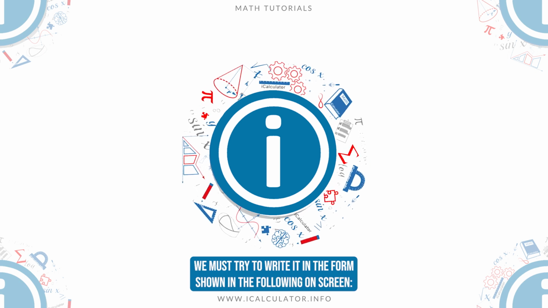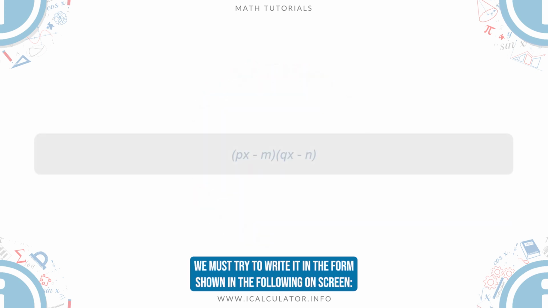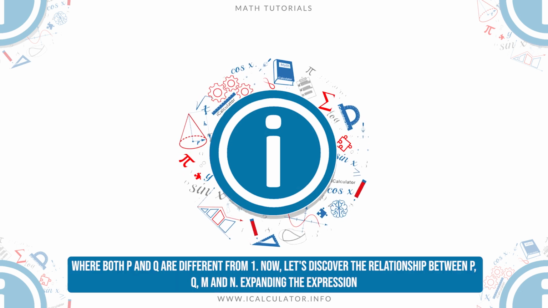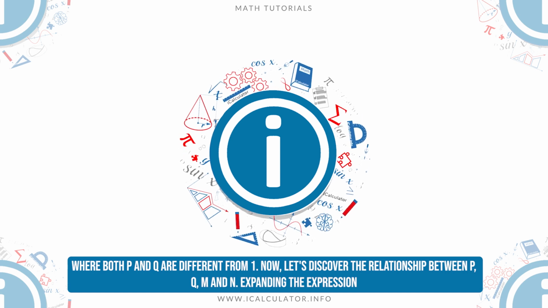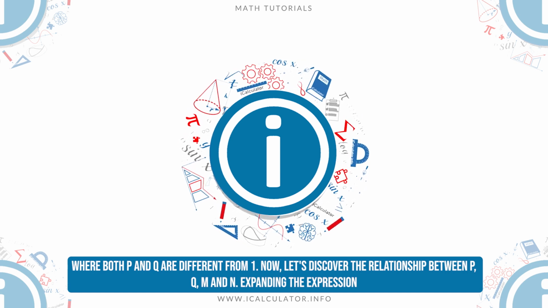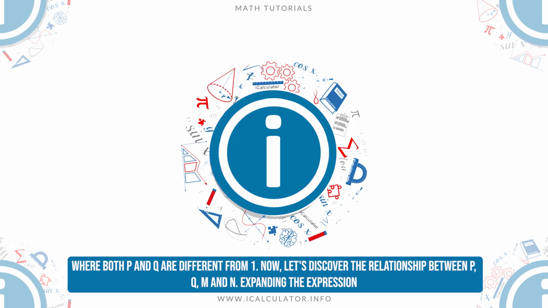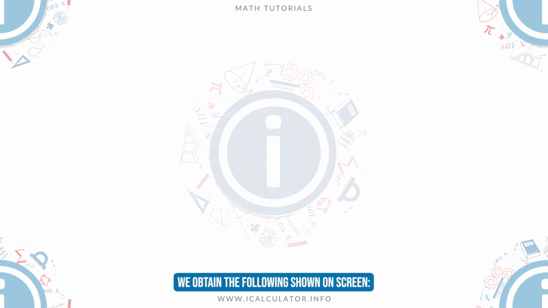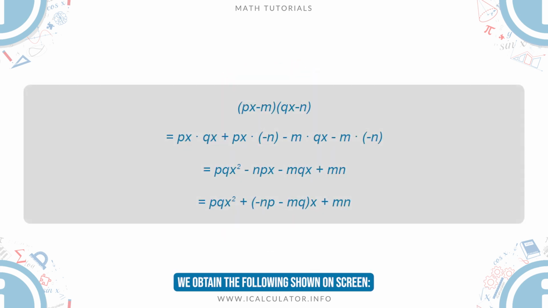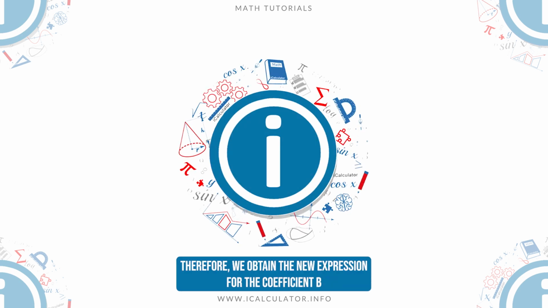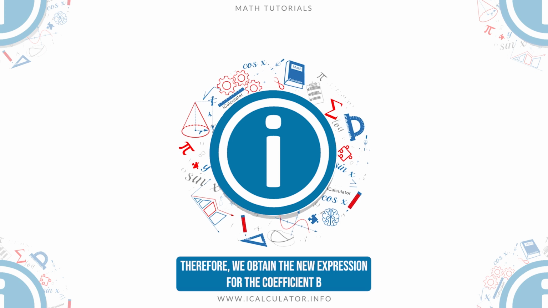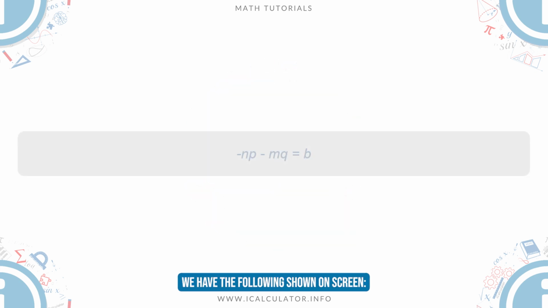We must try to write it in the form shown on screen, where both p and q are different from 1. Now, let's discover the relationship between p, q, m, and n. Expanding the expression, we obtain the following shown on screen. Therefore, we obtain the new expression for the coefficient b. We have the following shown on screen.